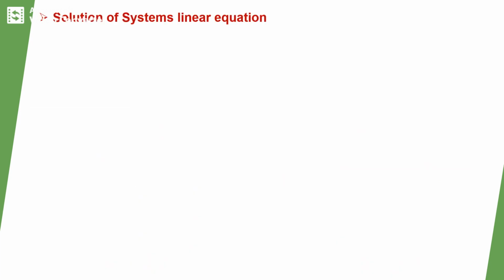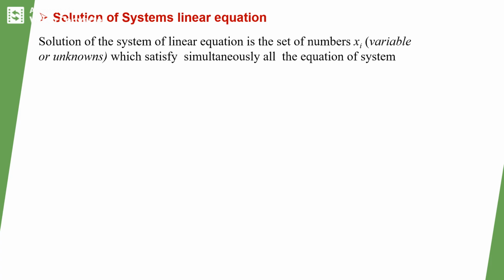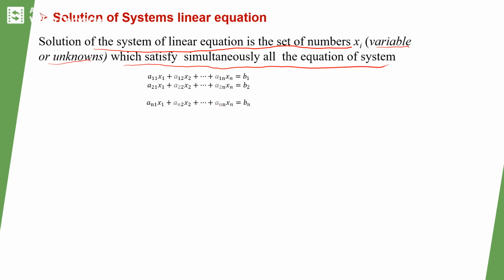Now we discuss the solution of system of linear equation. The solution of the system of linear equation is a set of numbers, that is xi, that is a variable, or sometimes we say an unknown, which satisfies simultaneously all the equations. Meaning if we have a system like this, the values of x1, x2, xn are the solution of that system, which satisfy all the equations simultaneously. So this is a solution of the system of linear equation or any system.